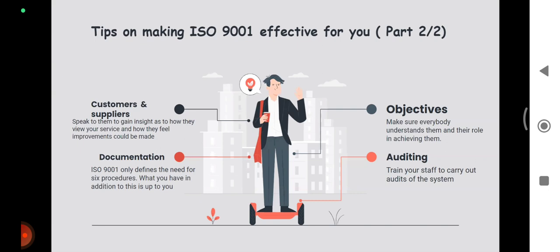And also you have to speak to your interested parties, your customers and suppliers, to gain insight as to how they view your service so that you can also identify opportunities for improvement here, okay? And make sure everyone understands their roles and how to achieve them.